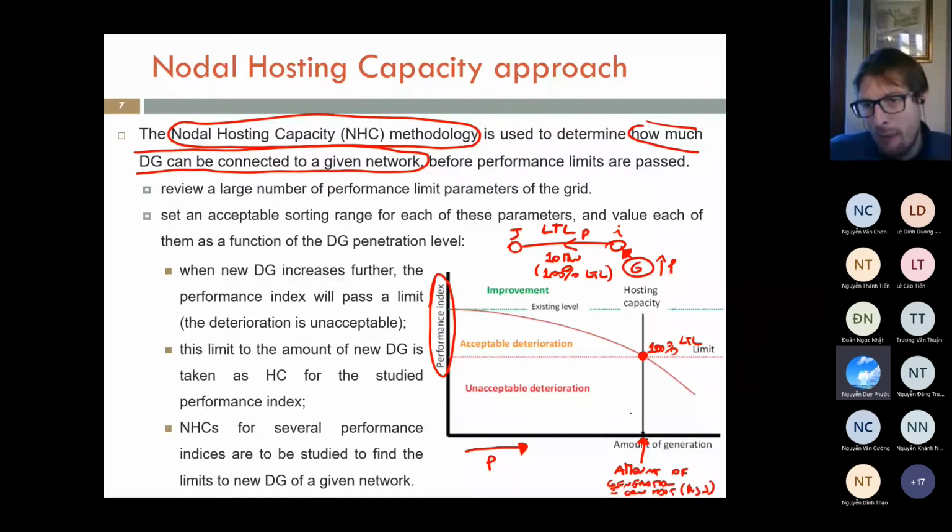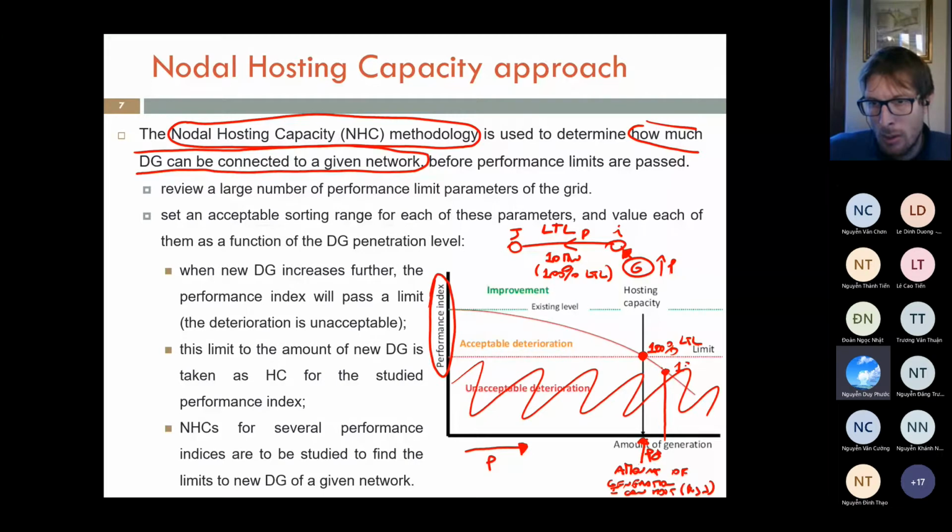If I increase the power more, I will end up in an unacceptable deterioration. Because if I consider this power, here it will be 130% of the line thermal limit, so I can damage my line. So this is more or less the approach that is followed to study the nodal hosting capacity.